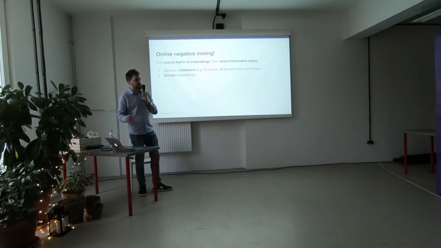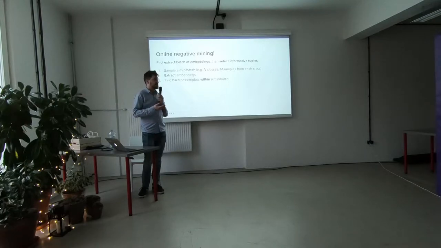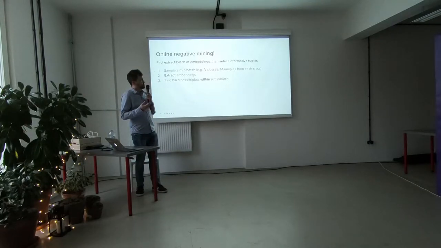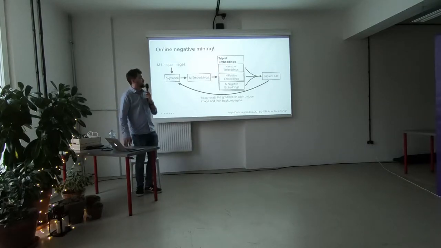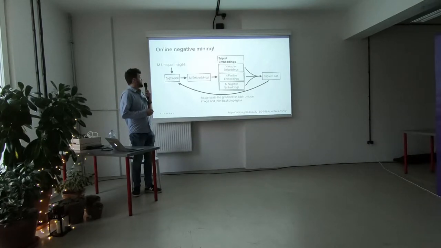We extract the embeddings for an entire mini batch. And within this mini batch, using these extracted embeddings, we can find these hard pairs or triplets, which are, as I said, the ones that create a positive loss. We compute this loss and backpropagate, train the network. So this is a scheme for this updated process. We process a mini batch, create the triplets and propagate for this many triplets with one forward pass.